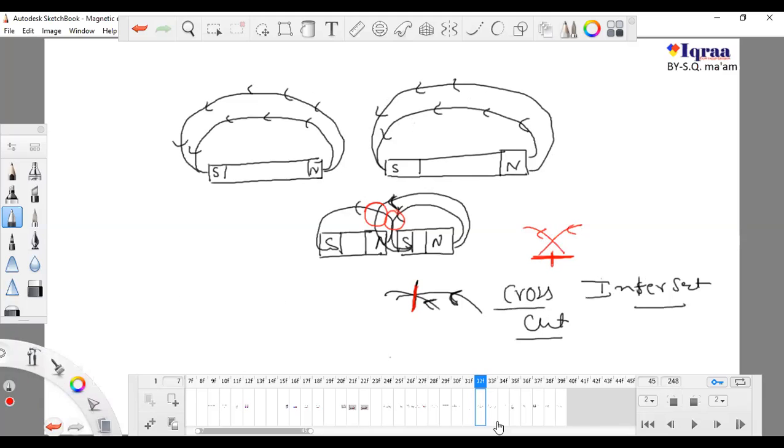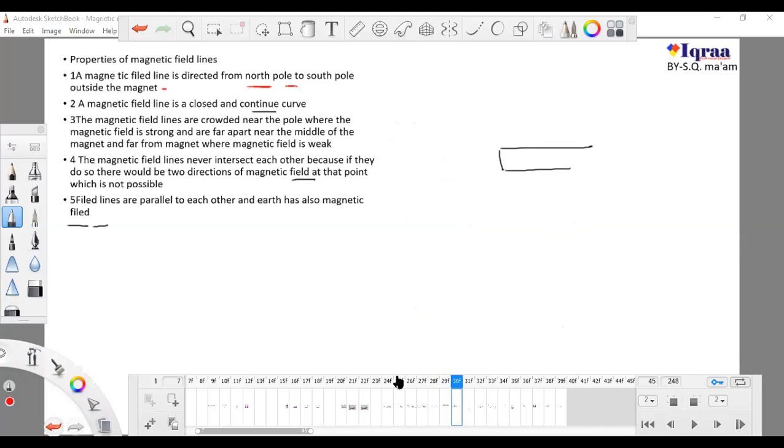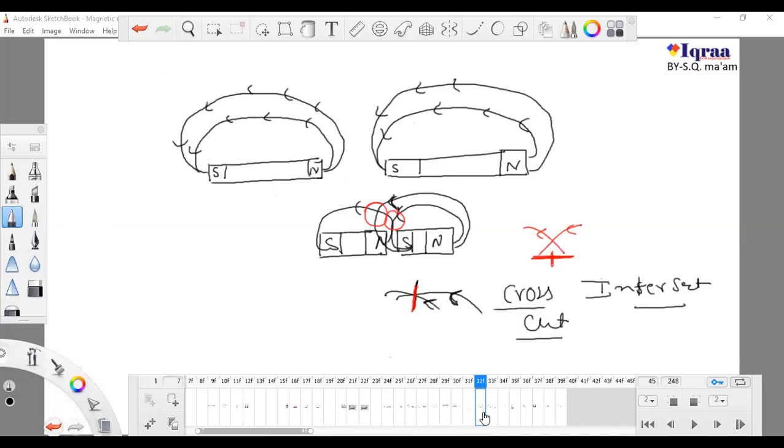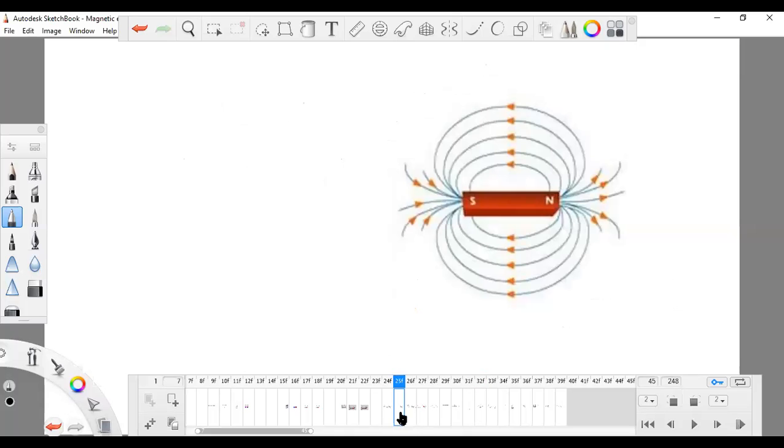The first thing is that they originate from here, and this region is much more powerful. The second thing is that magnetic field lines should not intersect each other. It means they should not cut each other, they should be parallel. If you draw 100 or 1000 magnetic field lines, it's okay as long as they are parallel. In each and every case we have seen that these magnetic field lines are parallel.